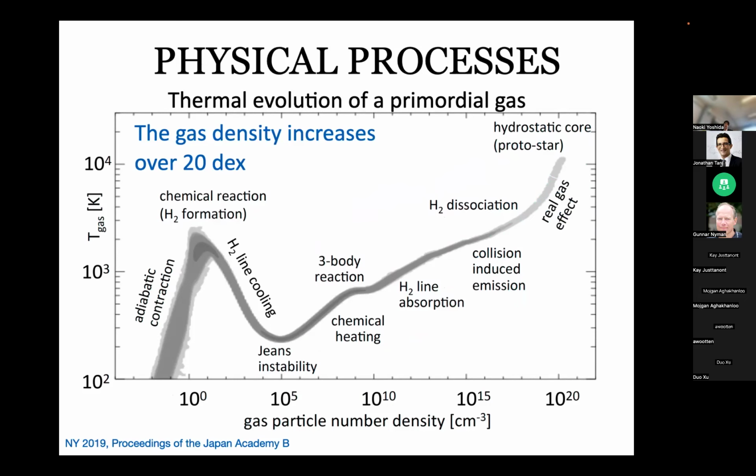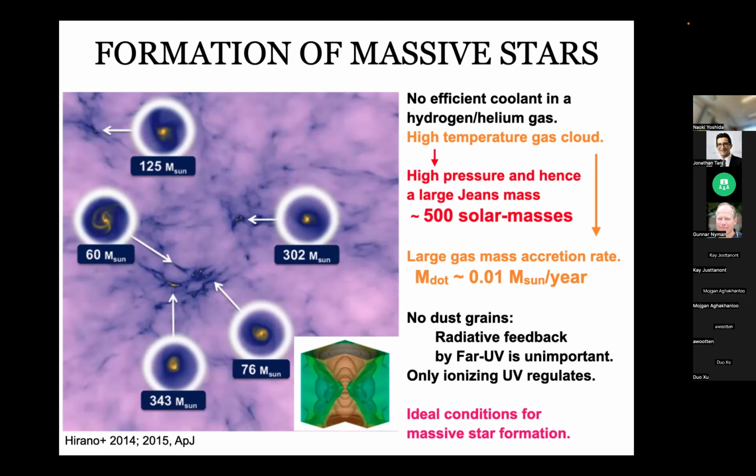Okay. Now, computers are powerful enough to really simulate these physics and then to form the primordial stars in a large enough cosmological volume. So this picture shows some of the examples that we found in one of our simulations. They're forming these massive stars. For a few reasons, we think that the early universe provided the ideal conditions for massive star formation.